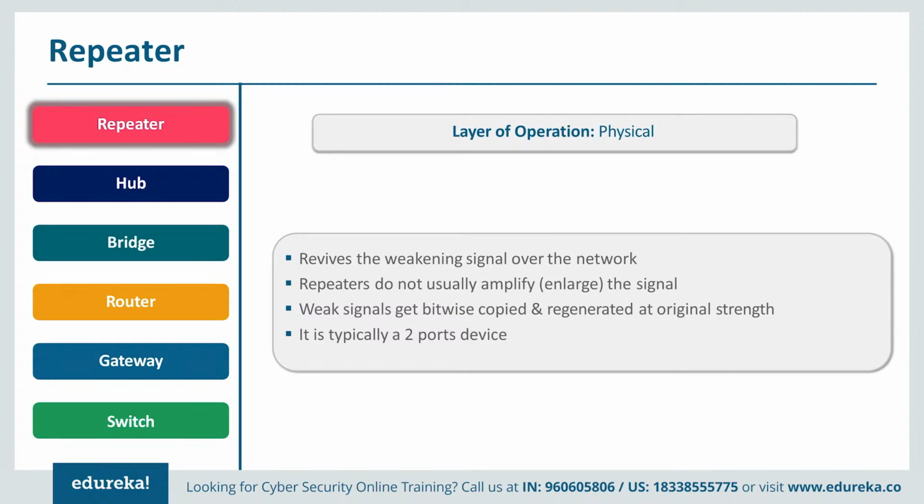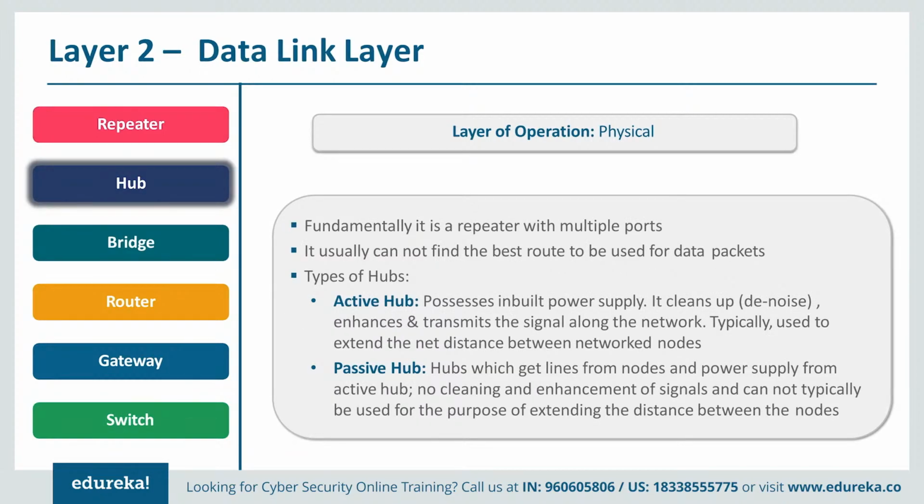Repeater works on the physical layer. Repeater just amplifies the signal and sends it over a longer distance. And hub, data link layer. The difference between the repeater and the hub is that a repeater amplifies only a particular signal, whereas a hub gets signal from multiple inputs and sends it to a single output or multiple outputs, or receives from multiple inputs and transmits across multiple outputs.